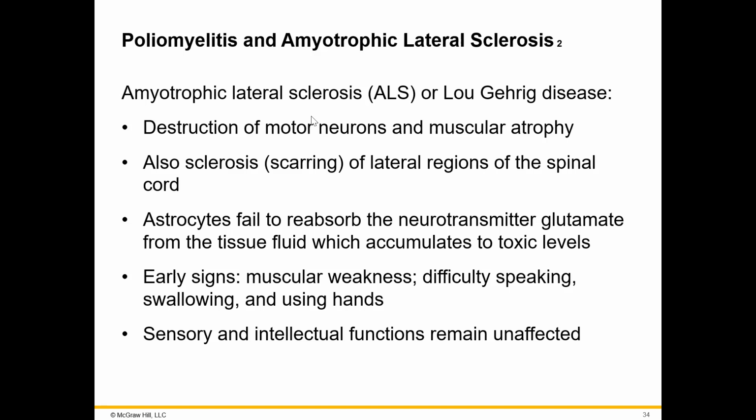Amyotrophic lateral sclerosis, or Lou Gehrig's disease, shows destruction of the motor neurons and muscular atrophy due to scarring of lateral regions of the spinal cord. Astrocytes fail to reabsorb the neurotransmitter glutamate.